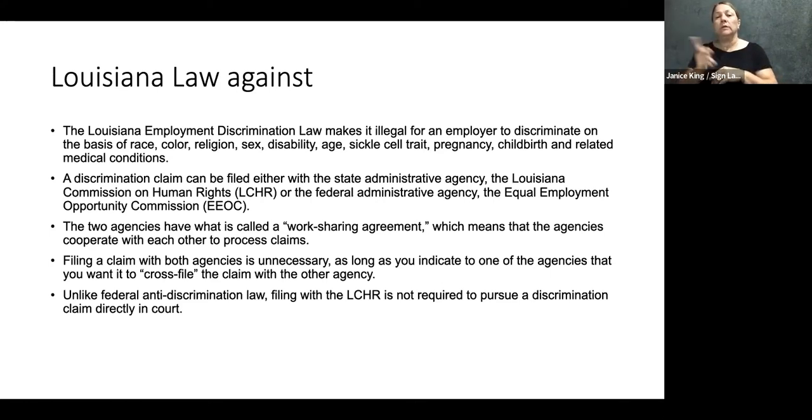Now, unlike the federal anti-discrimination law, filing with the Human Rights Commission is not necessary to pursue a discrimination claim directly in court. But again, if you're going to raise a federal claim, you need to go to the EEOC first or the Commission on Human Rights. Next.